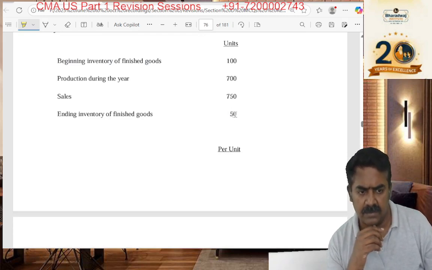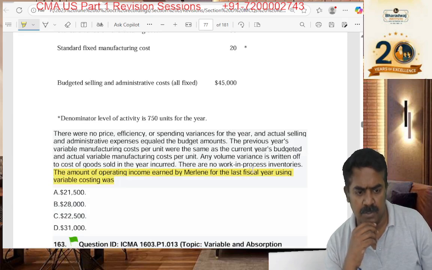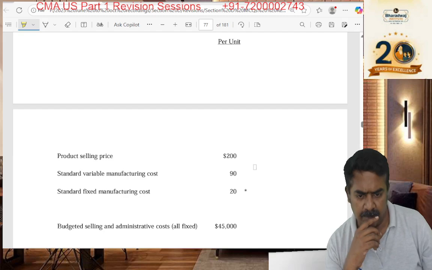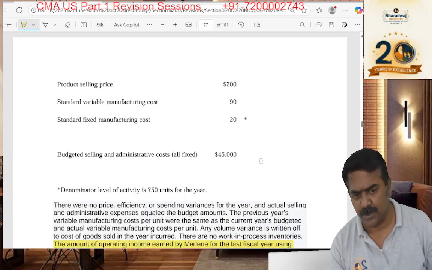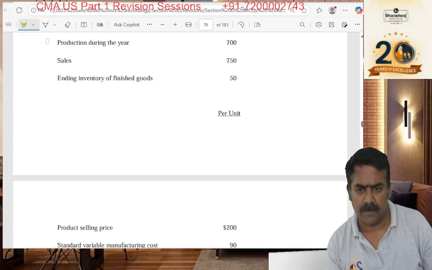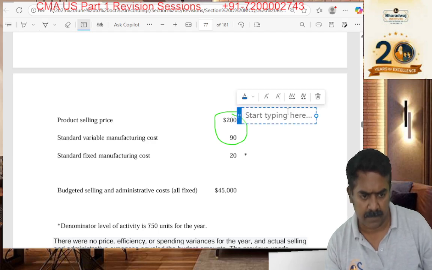Same data. Using which costing approach? Variable costing approach. What is the sales? 750 into 110. 750 into selling price minus variable cost. 82,500.